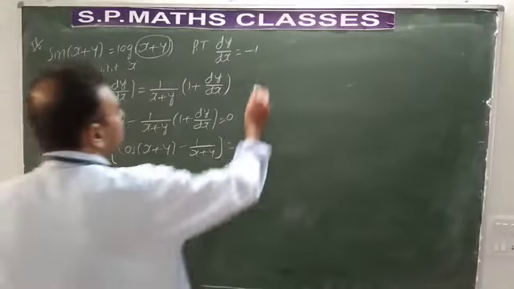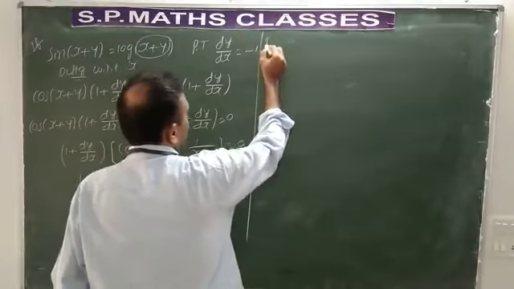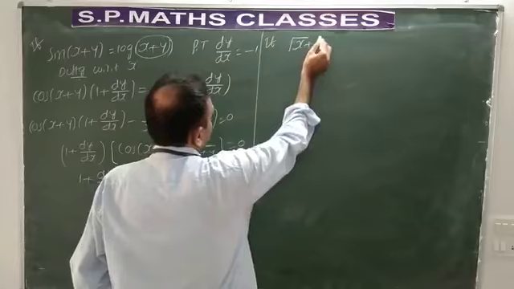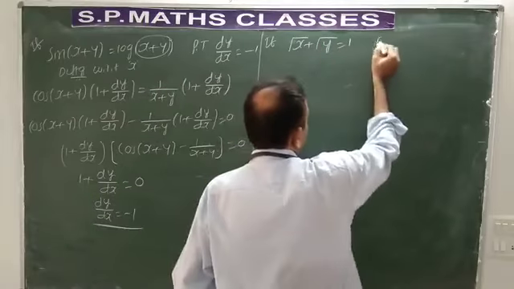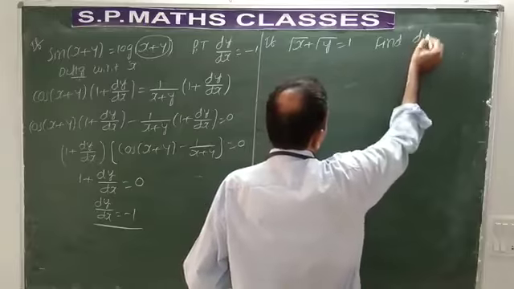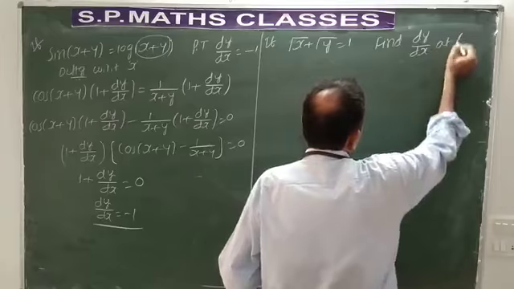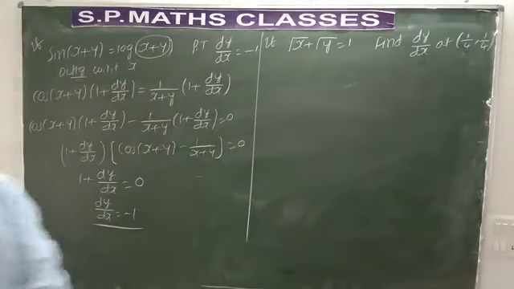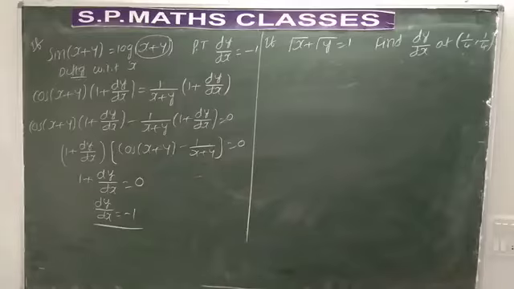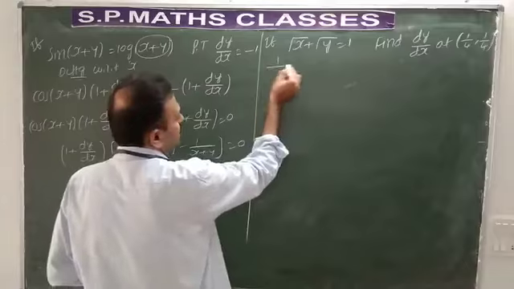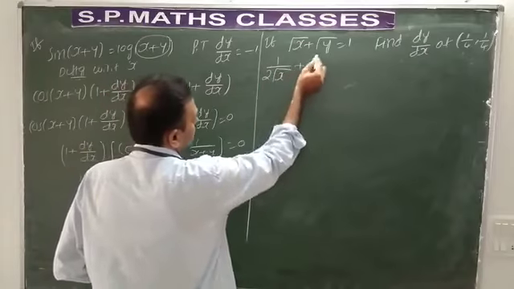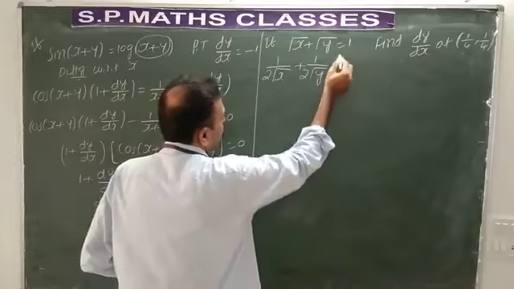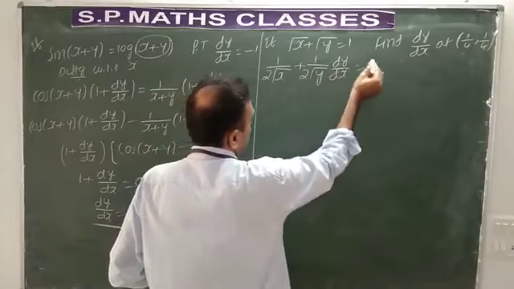Next. If root x plus root y is equal to 1, find dy by dx at 1 by 4 comma 1 by 4. This is what the question is. I differentiate to get 1 by 2 root x plus 1 by 2 root y into dy by dx is equal to 0.